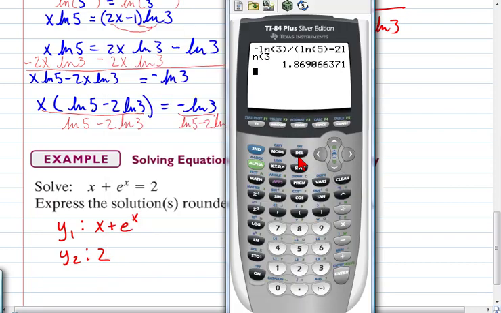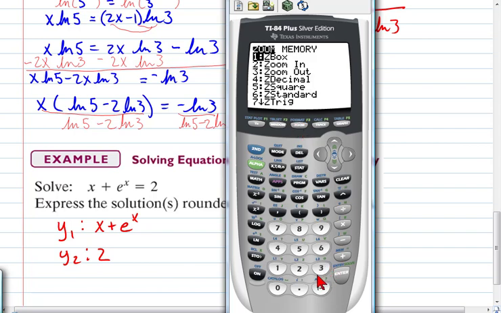So here we go. We're going to go to y equals. We're going to type in our function. And our function here is going to be x plus e to the x. To get to the e, we're going to hit second ln. And then use our variable x. Our second equation, y2, is going to be the constant function 2. So we're going to look at where the left-hand side of this equation is equal to the right-hand side of the equation. Because we don't know what the window is going to look like, we can do a zoom 6.